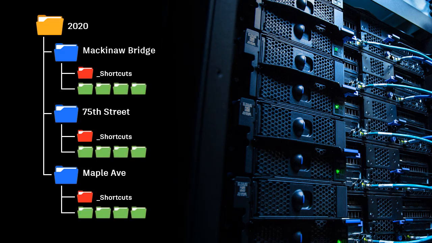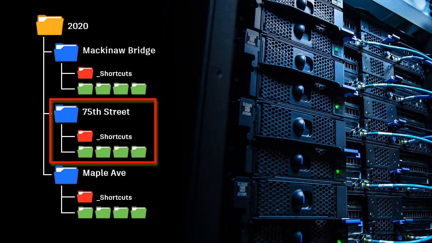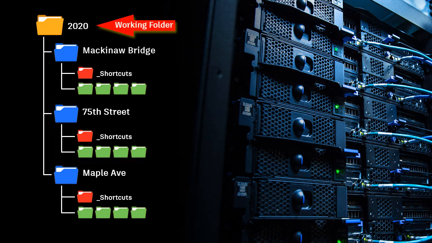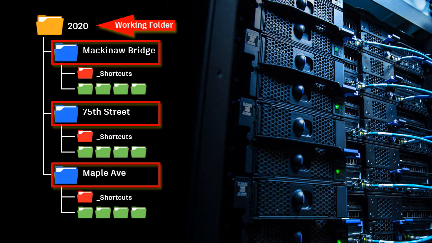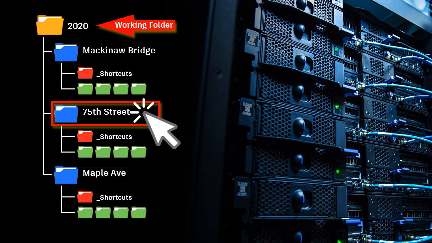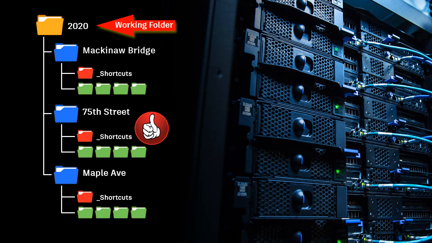In addition to the Shortcuts folder, most firms will also have a typical directory structure that they use for each project. Now, to create or reference data shortcuts, Civil 3D simply needs to be pointed to a specific project. We do that by selecting a working folder. Using the example on screen, let's assume I wanted to point Civil 3D to the 75th Street project. I would start by setting the working folder to 2020. Civil 3D would then show me the names of every folder inside that also includes a Shortcuts folder. From the list of names, I would select my desired project, and Civil 3D would automatically recognize the data shortcuts.